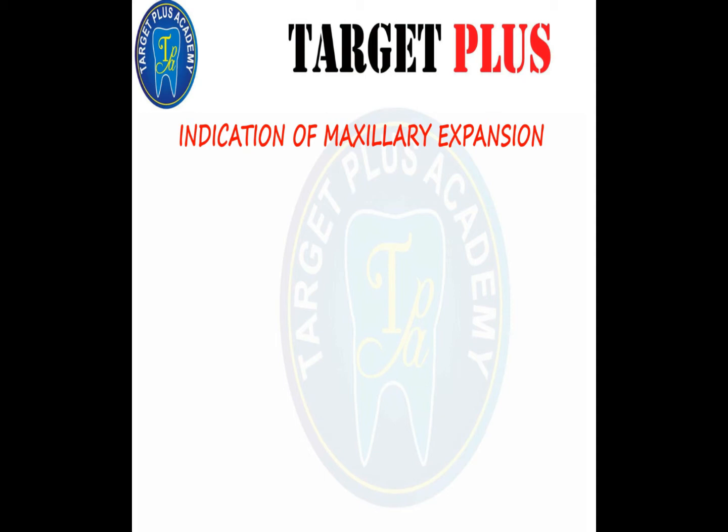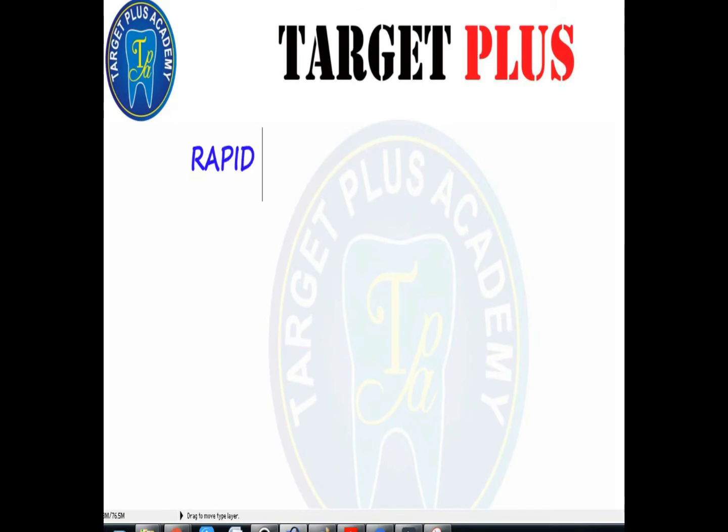The amount of expansion required can be estimated by asking the patient to move his mandible forward and bite edge to edge and noting the size of the transverse discrepancy that develops in the buccal segment. Now first we are going to discuss the rapid maxillary expansion or RME.